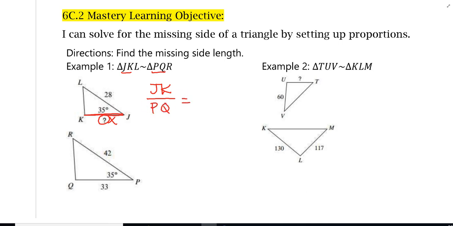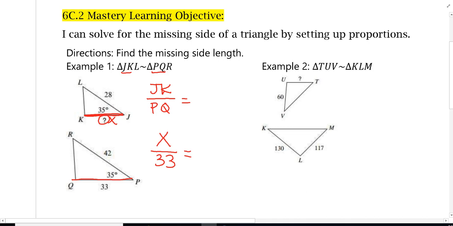All right, now we can kind of set up that ratio there. So JK, we said JK, that's going to be X, and that's going to be equivalent to PQ. So this is P, we go to Q, and that would be 33. All right, we have to go ahead now and set up the other side of our proportion, and you have to look back at our triangle.